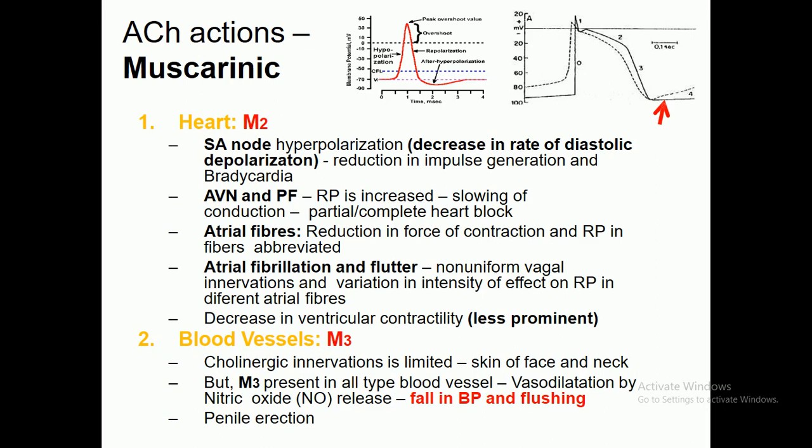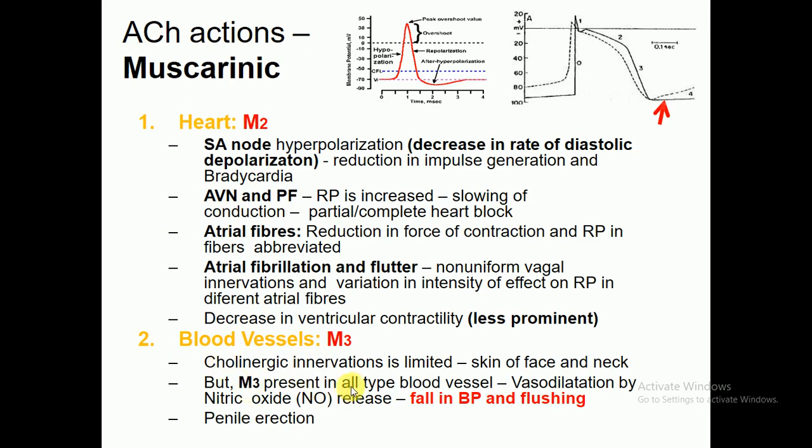In atrial fibrillation and flutter, the non-uniform vagal innervation and variety in the intensity of effect on the refractory period is different in different atrial fibers. There is a decrease in ventricular contractility, which is less prominent. As we know, the blood vessel contains M3 muscarinic receptors.